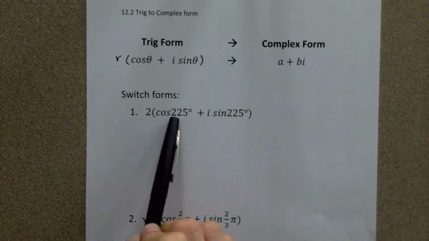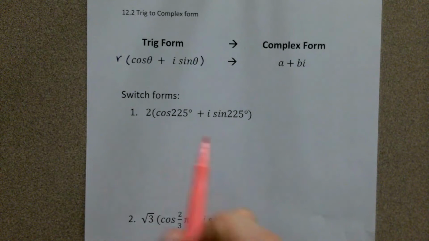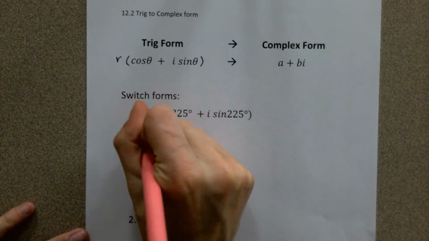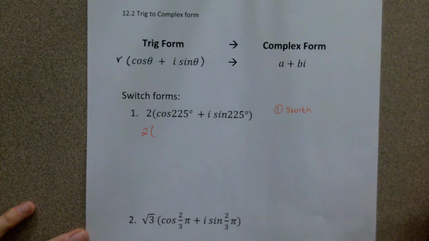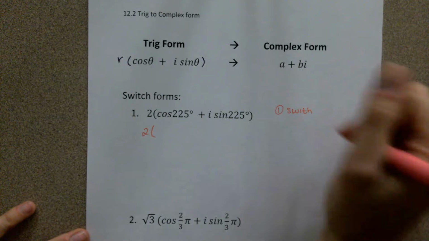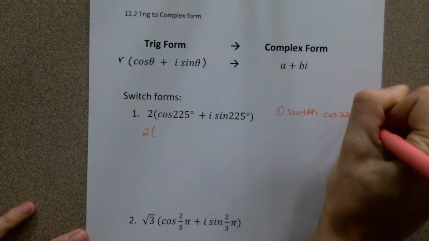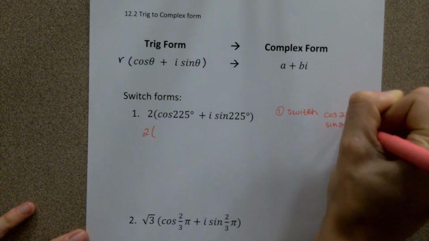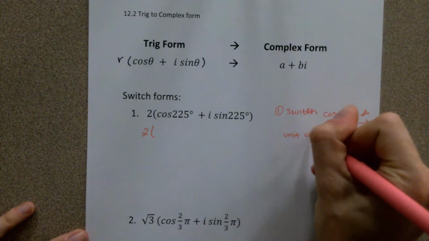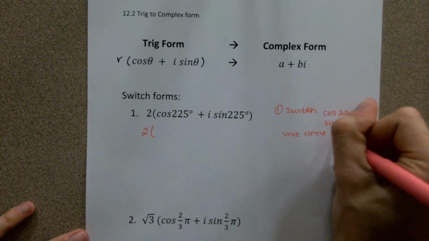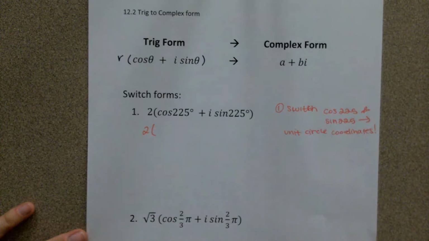Number 2, we got 2 cosine 225 degrees plus i sine 225 degrees. So what we want to do is switch cosine of 225 and sine of 225 to their unit circle coordinates. So this does go back to the unit circle.